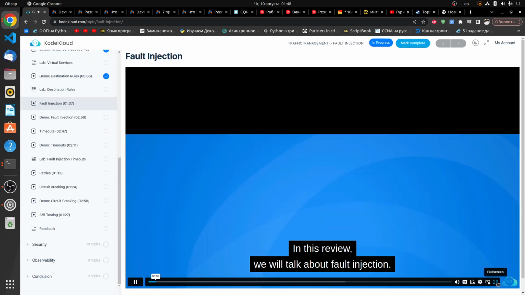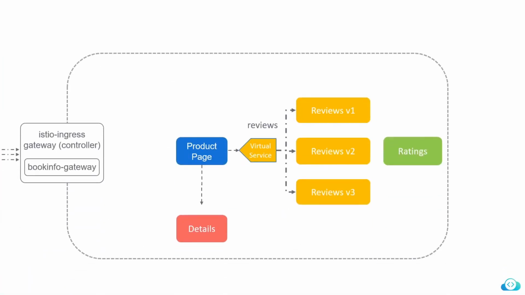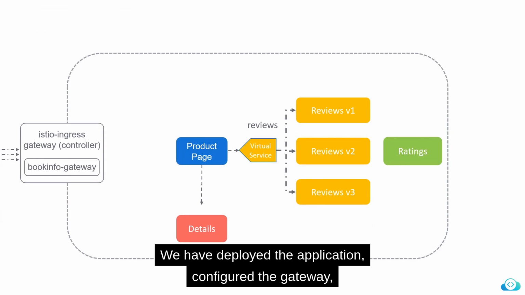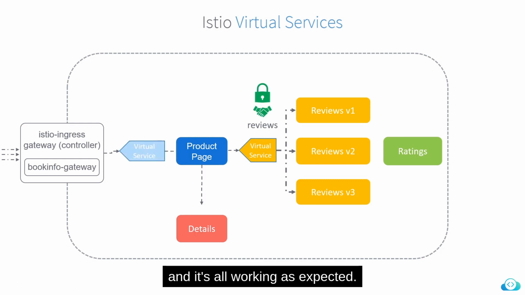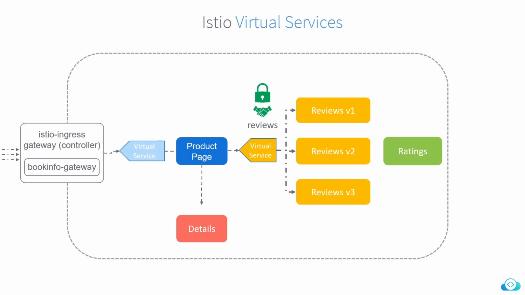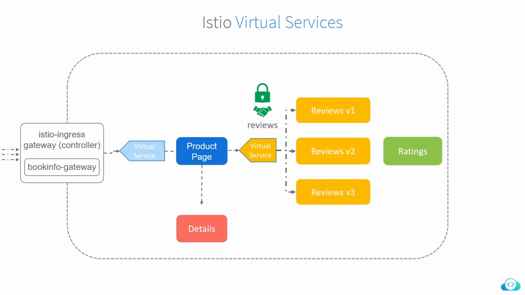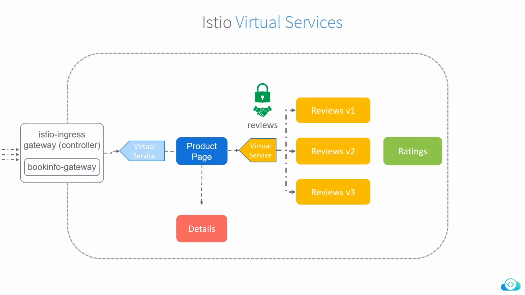In this video, we will talk about fault injection. So, here is what we have done so far. We have deployed the application, configured a gateway, set up the product page virtual service, and the reviews virtual service. And it's all working as expected. Next, we would like to introduce some errors to check if error handling mechanisms are working as expected. And that is fault injection.